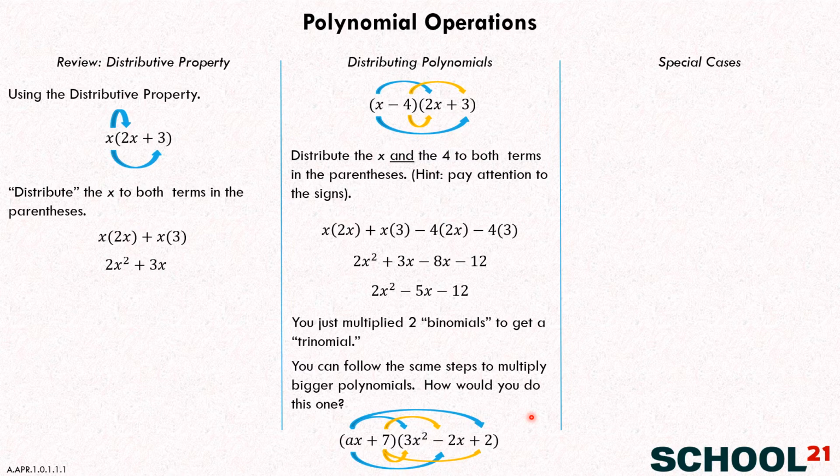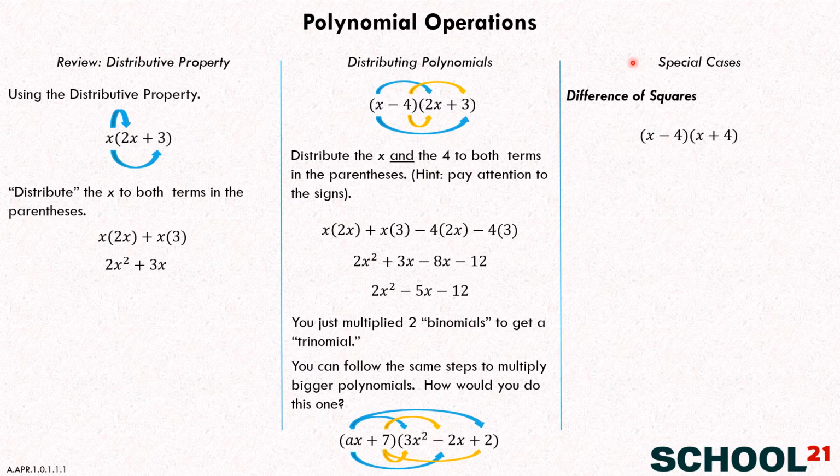So now that you know how to do this, you could do it with a trinomial times a trinomial, right? Yeah. Or even larger ones. And so now you know how to do polynomial operations. Now there are a couple special cases that I really want you to understand because they can really help you to see patterns that can make you understand it and do the math even more quickly.